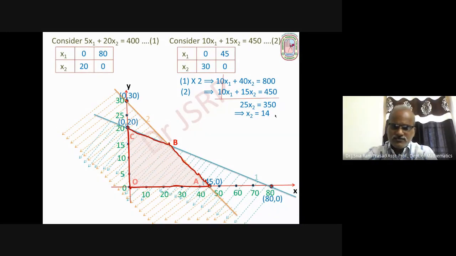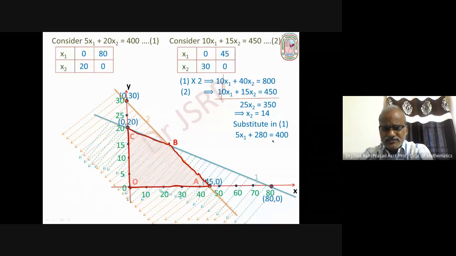So x2 equal 40. To find x1, substitute x2 equal 14 in equation 1. So 5x1 plus 20 into 14, that is 280, equal 400. From this, 5x1 equal 400 minus 280, that is 120, x1 equal 24.